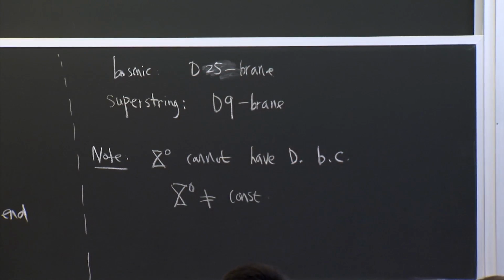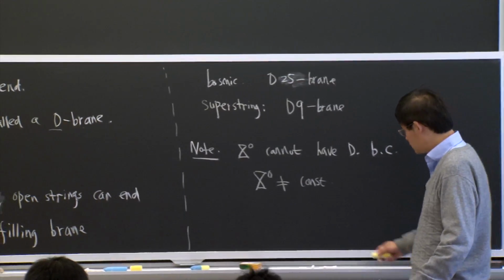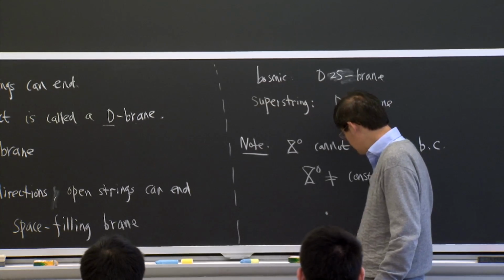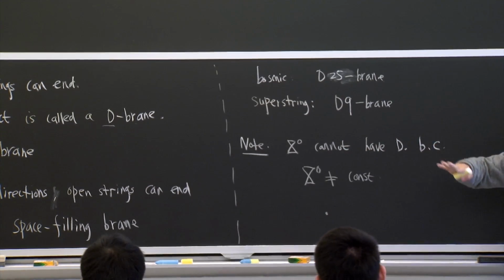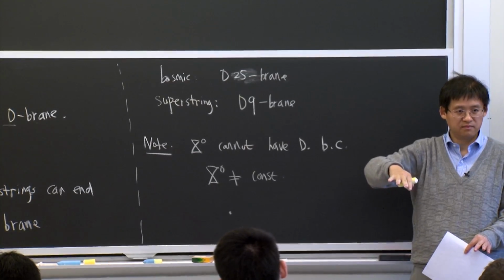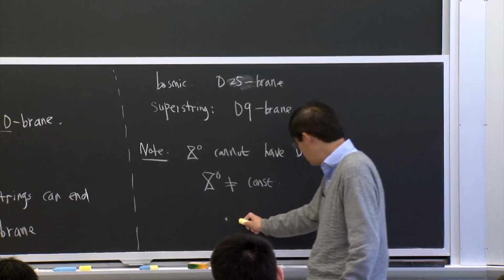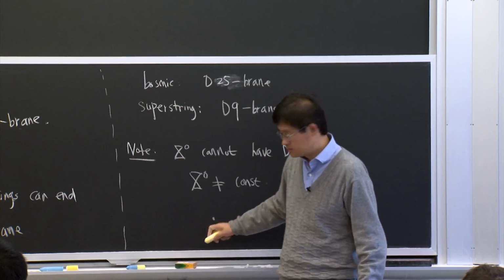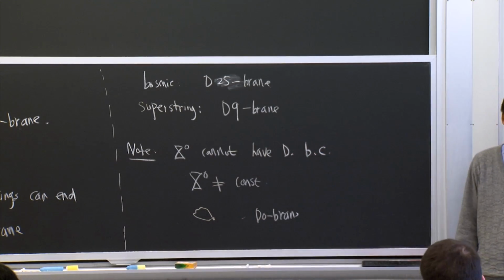So you cannot impose the Dirichlet boundary condition in the time direction. So the smallest in the Minkowski space-time, the smallest will be a D0 brane, which imposes the Dirichlet boundary condition in all spatial directions, except in time. In time, you always impose the Neumann. Then the smallest situation would be called D0 brane, which is a point, and then the open string can end on this point. Okay.